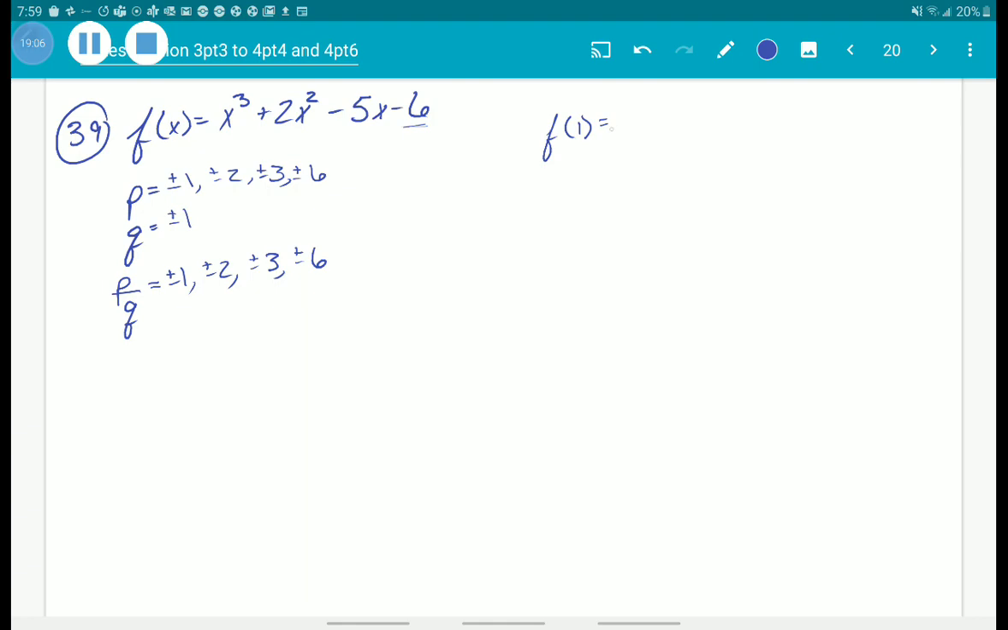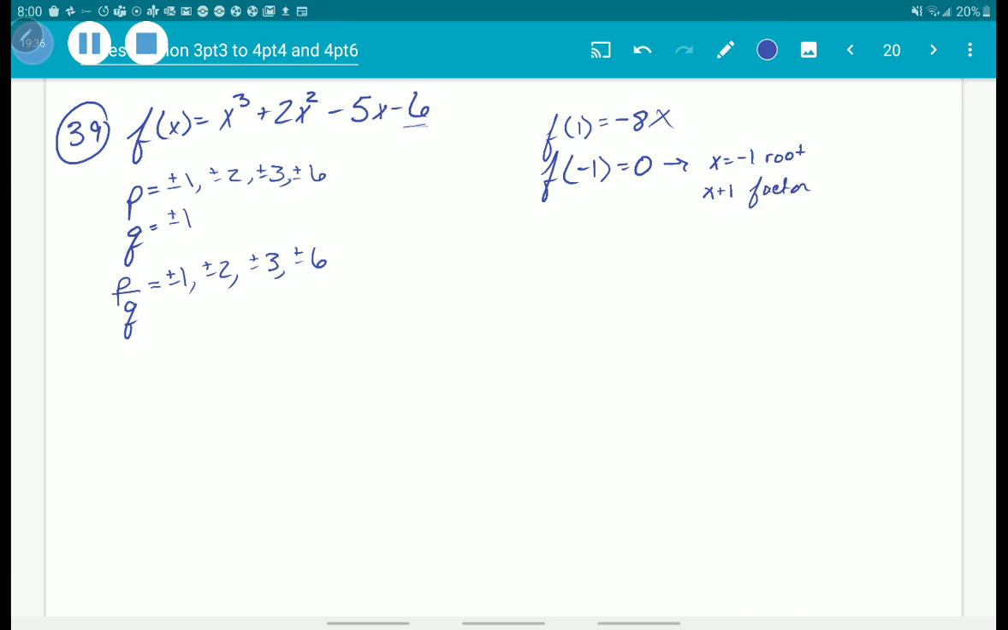Okay, when I plug a 1 in, I get negative 8. So we know that 1 is not a root, so that's not going to help us. Now let's plug in negative 1. If we plug negative 1 in, I got a 0. So here's what that means. That means x equals negative 1 is a root. And if we have the root, we have the factor just by moving that number over. So x plus 1 is the factor. So we have one factor.